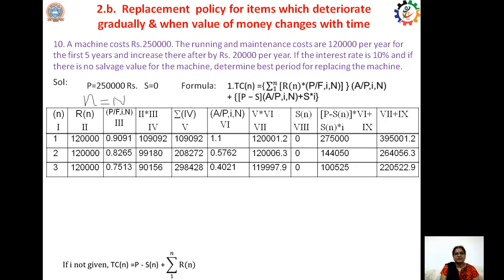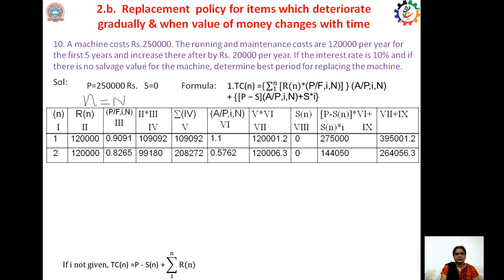Once again, Rn value from the data given, then P given F, i, n from the table. For i is equal to 10%, n is equal to 2, you get P given F from the table, this much. This into this, you get this. Then you add, that means this plus this, you get this. This value plus this, you get this. Similarly, this plus this will give you this value, like that. This is from the table, 10%, n is equal to 2, A given P will give you this value. Now you multiply these two, you get this.